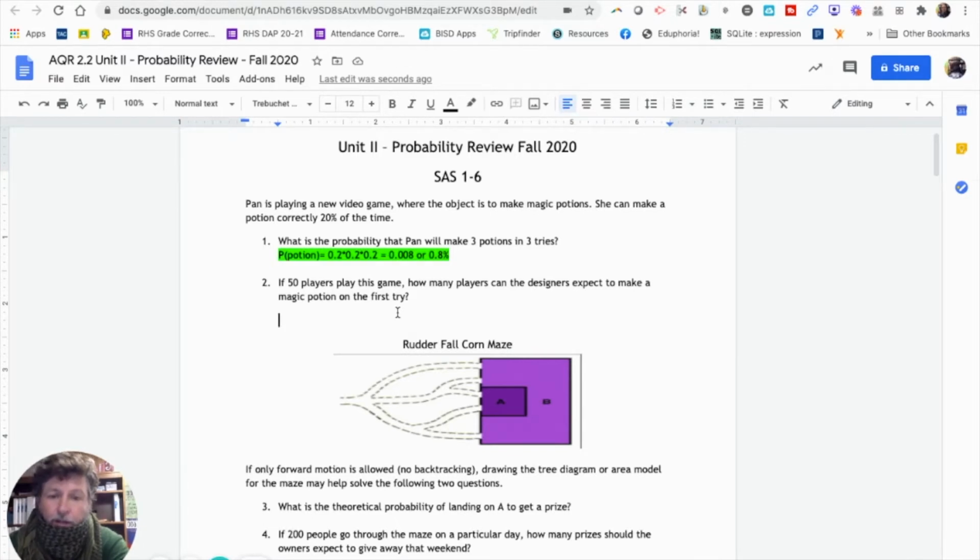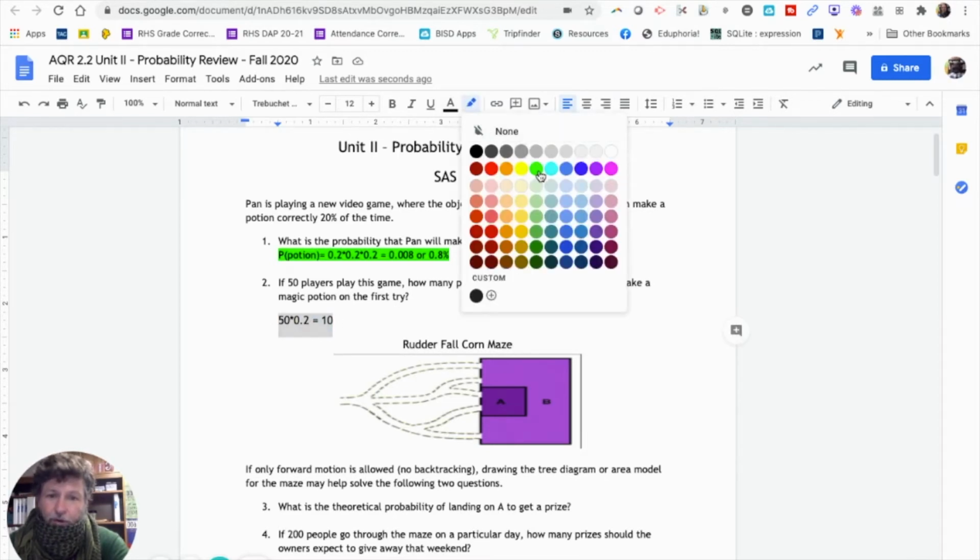How many out of 50? So it's 20% of 50, or 50 times 0.2, which should be 10. Double check that. 50 times 0.2 equals 10. There you go. So that's an easy way to do these. It shouldn't be too hard to figure that out.